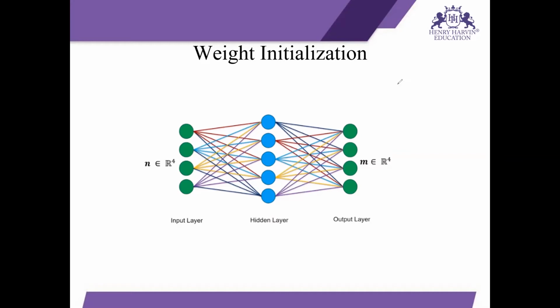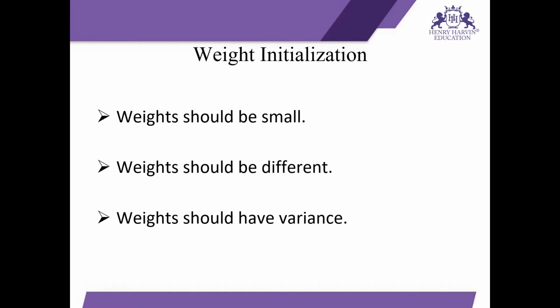Because we should actually identify the weight initialization part. So now let us discuss these points: how the weights can be initialized. We are going to discuss two points now. The first one is zero initialization and the second one is random initialization.